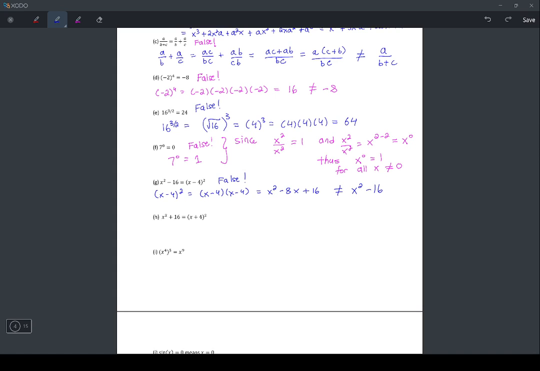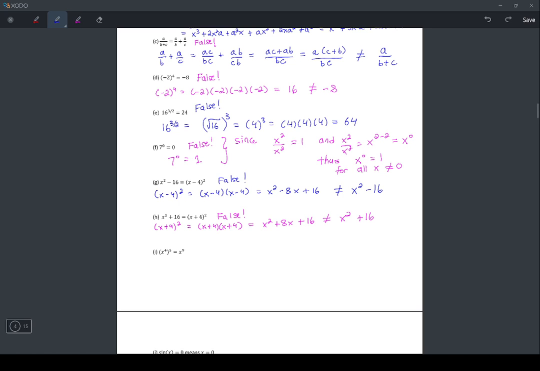Okay, next one's almost the same. Can we say that x squared plus 16 is the same thing as x plus 4 squared? This is false. Very similar to two problems that we've already looked at. X plus 4 squared is equal to x plus 4 times x plus 4, which is equal to x squared plus 8x plus 16, which is not equal to x squared plus 16. It's missing the cross term. It's missing the 8x.